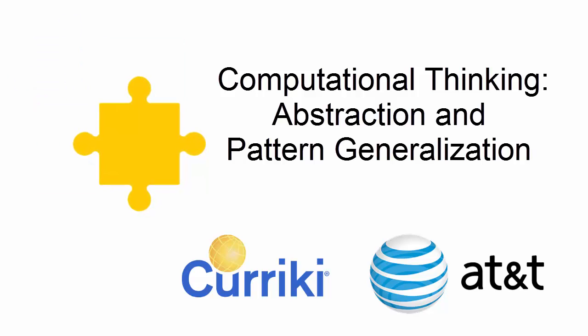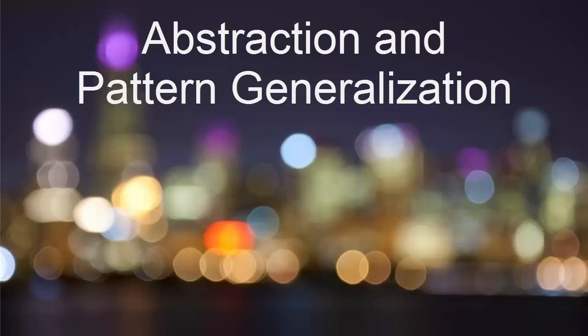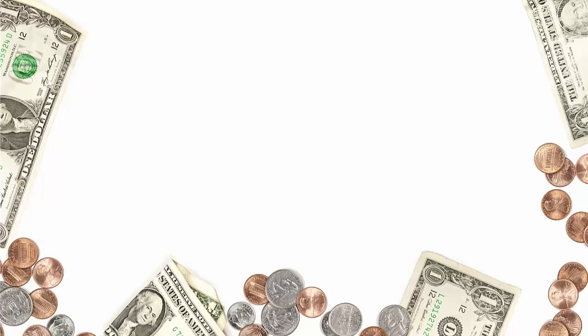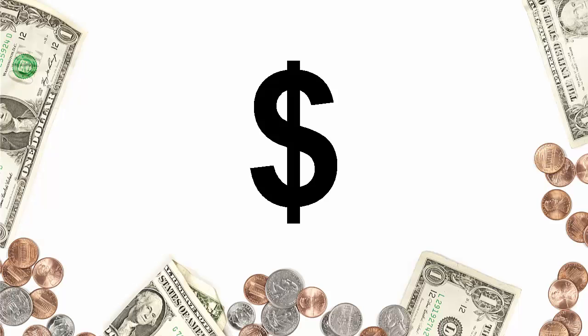Abstraction and pattern generalization. Abstraction in computational thinking allows for the creation of a more generalized model of the complex problem being solved. Abstraction lets one object stand for many and allows us to deal with complexity and scale.